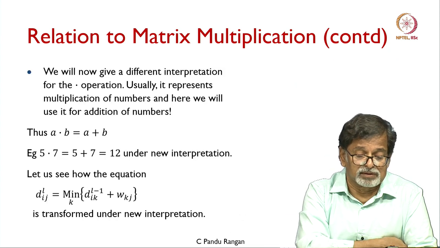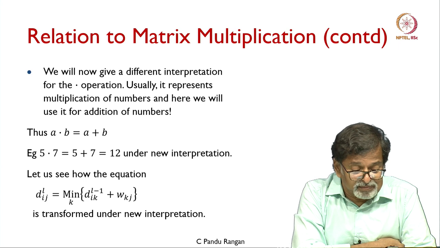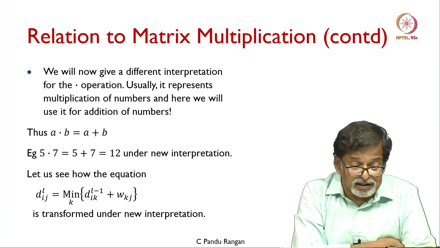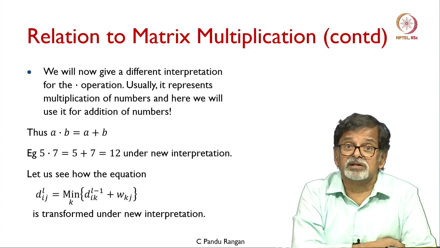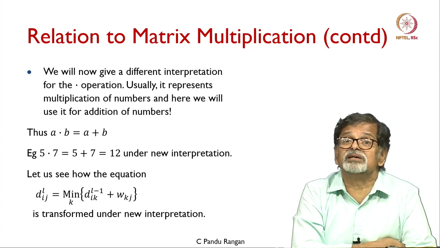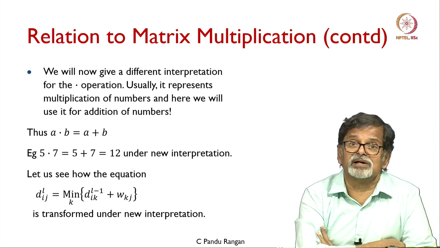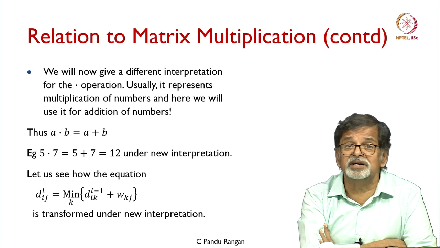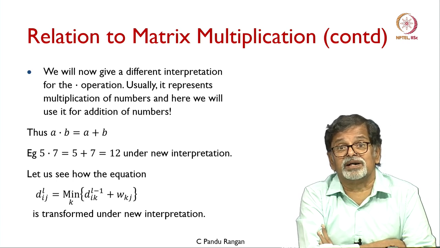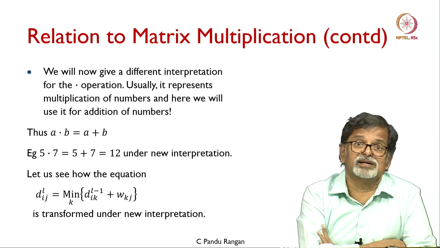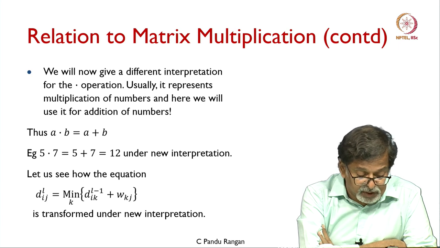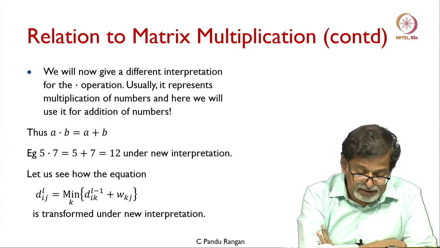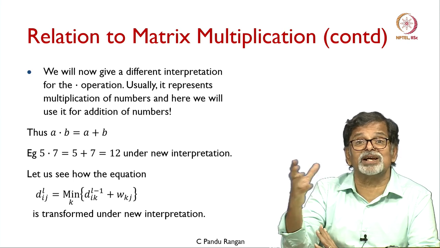We will make one more operation and interpret it differently. Now, dot is interpreted as plus. For example, 5 dot 7 is 5 plus 7, which is 12 under the new interpretation. So the dot, which is usually for multiplication, I am now going to use for addition. Plus I am interpreting as minimum, dot I am interpreting as addition. Let us see how the Bellman equation for DLij gets transformed under the new interpretation.